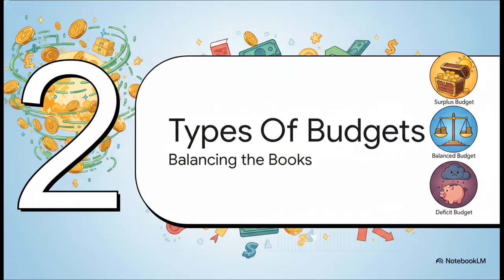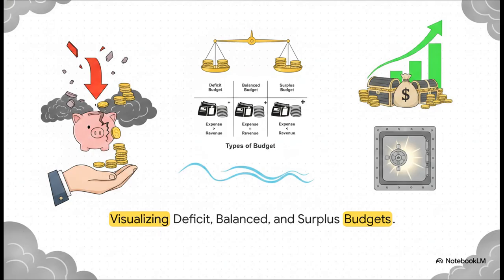Moving right along to Section 2, three types of budgets and balancing the books. So a really crucial point here is understanding the fundamental math of balancing the national books. Because depending on how those final numbers shake out, a government will find itself in one of three scenarios. In a balanced budget, the expenses perfectly equal the revenue. Kind of the ideal state, right? Then, in a surplus budget, the revenue is actually greater than the expenses. This shows incredible financial soundness and is actually super useful for fighting high inflation.